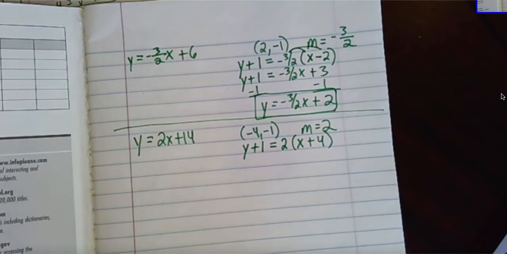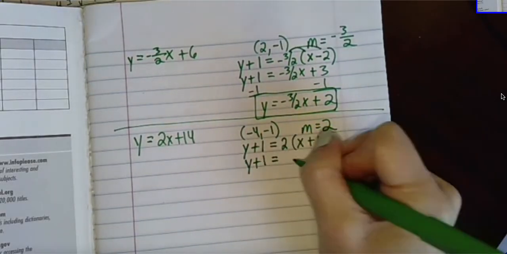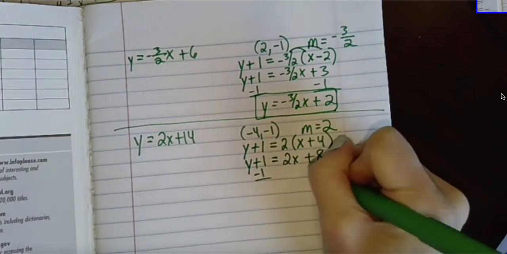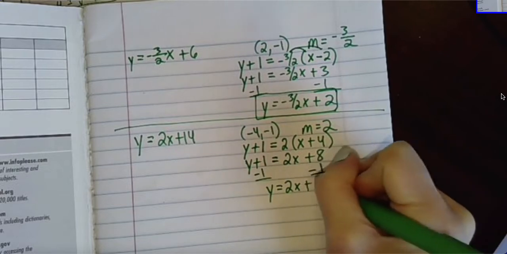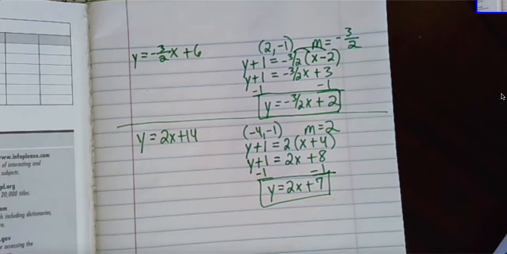Any questions? We're okay? Now I'm going to what? Distribute and move my 1. So y plus 1 equals 2x plus 8. And then my last step, I'll subtract 1. So y equals 2x plus 7. There's my equation, and I can tell that they're parallel. So literally all we're doing is just saying it's parallel.